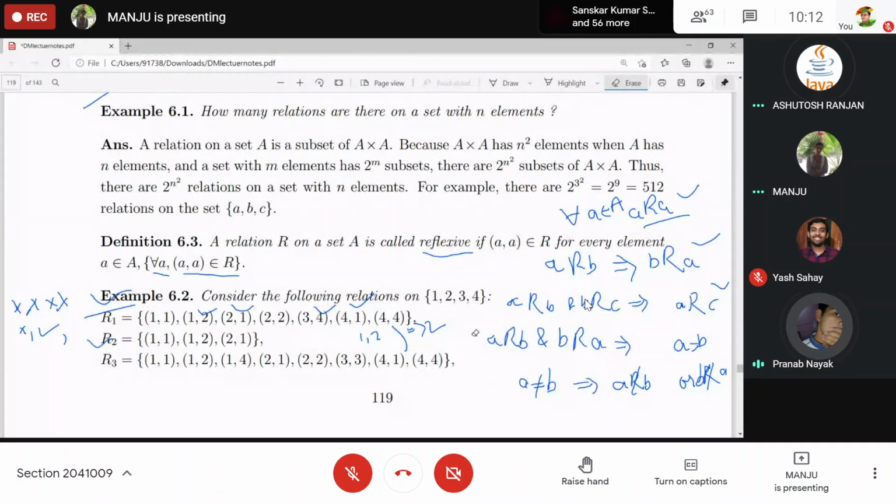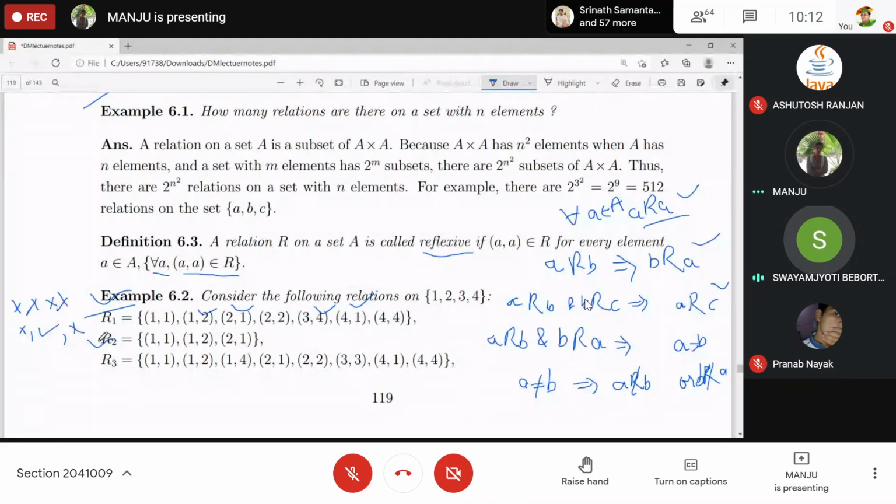In the 1 comma 2 case, 1 is there, then 1 comma 1 is also there, but 2 comma 2 should also be there, now. You getting it? See, 2, 1 is there, 1, 2 is there, right? So with A, B comma C, A, C should be present, but 2, 2 is not there, no? Are you getting it? Yes, ma'am. That's why it is not transitive.